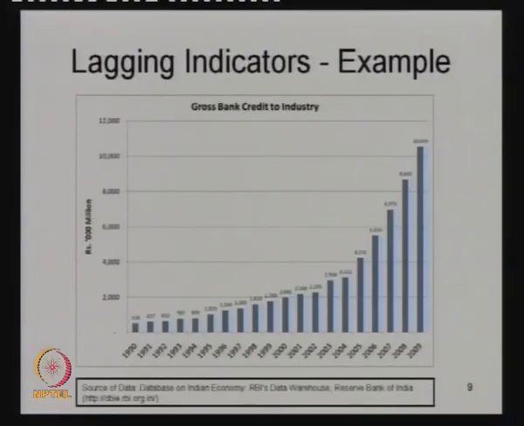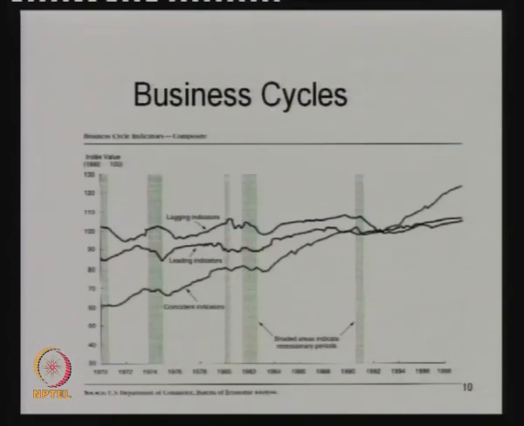Then we can see an example here of a lagging indicator, gross bank credit to industry, which is increasing. But one has to plot this against the overall economic growth and find out how much it lags compared to the economic growth. Having done all that, this is what happens when we plot in the case of the business cycle. This is an example taken from US data.